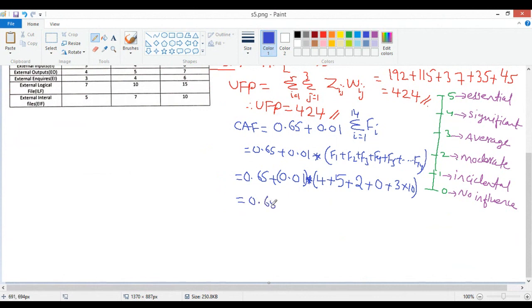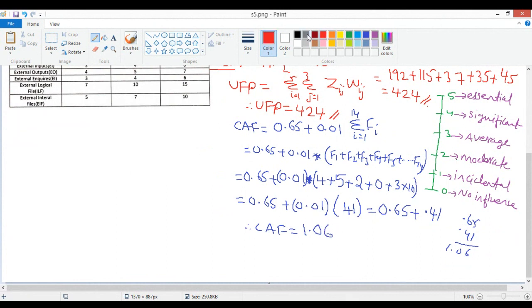So you have 0.65 plus 0.01 times: 4 plus 5 is 9, plus 2 is 11, plus 30 is 41. So 0.65 plus 0.41 is how much? 1.06. So therefore the complexity adjustment factor is 1.06. Finally, the function point is given by the unadjusted function point multiplied by the complexity adjustment factor. The unadjusted function point is 424, multiplied by 1.06.